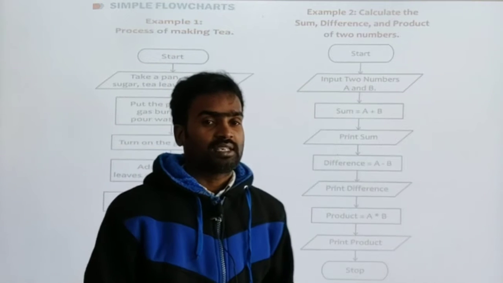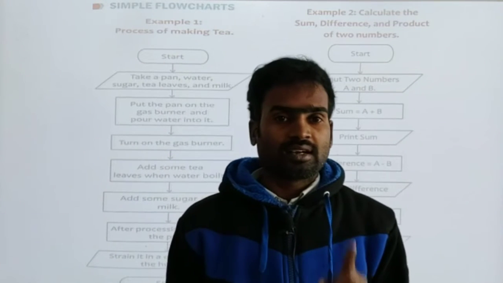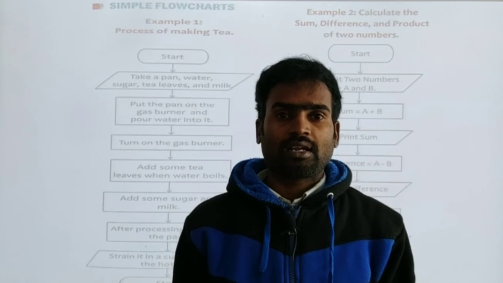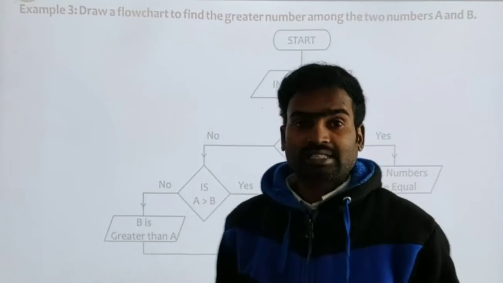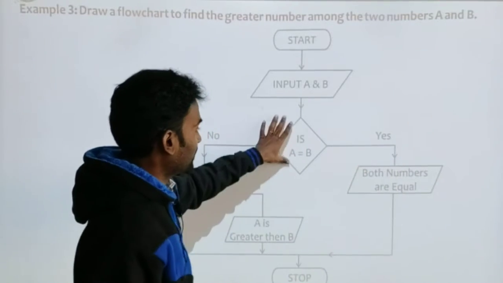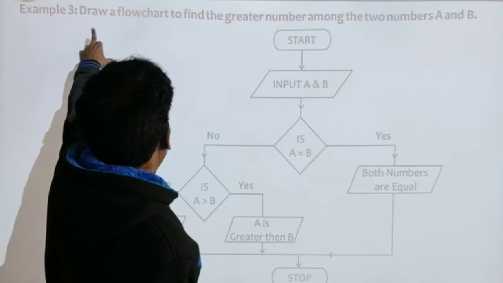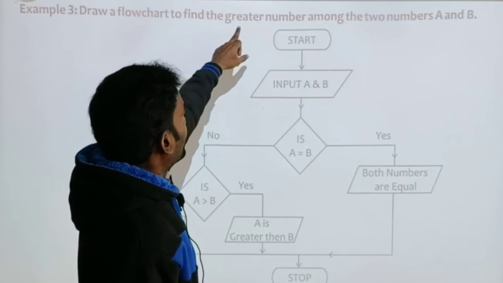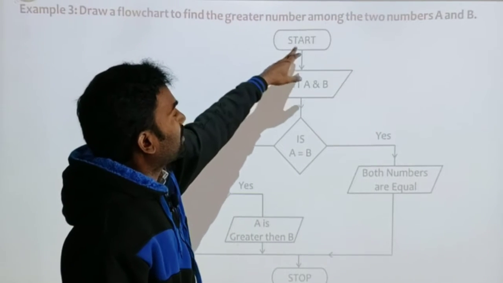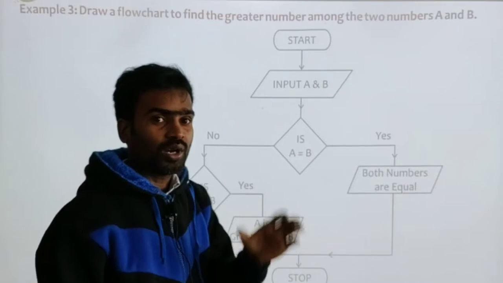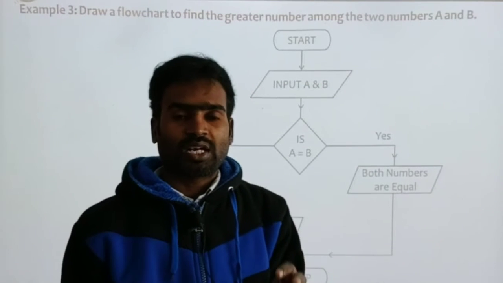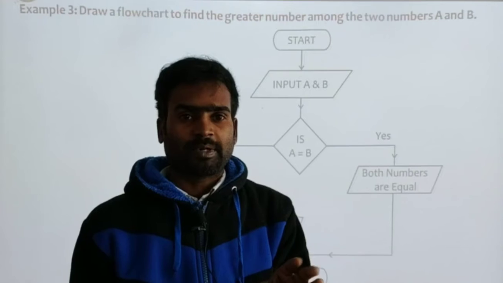So dear children, that's what I say. The diagram is very important. Learn the diagram. Clear? So the next one is, as I was telling before, the condition box. Draw the flow chart to find the greater number among the two numbers. Greater, smaller, you know already. Big number, smaller number, minimum number, maximum number.